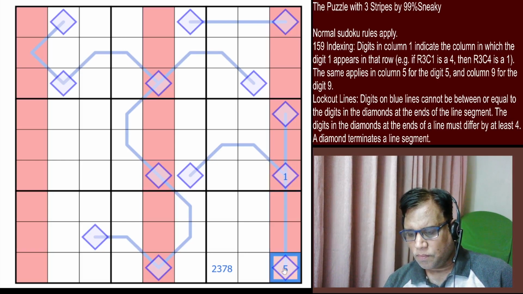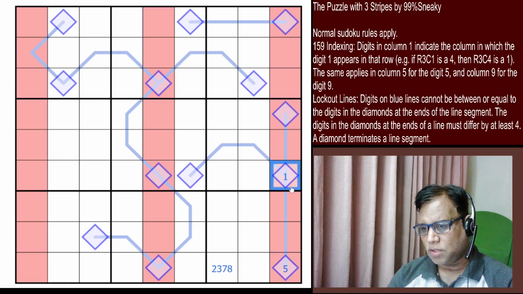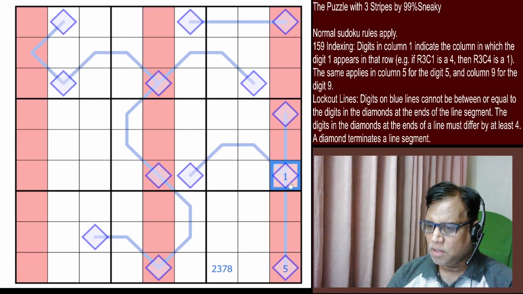So yeah, that's correct, right? 5 is not possible. That should have been obvious. Because see, if 5 is here, this would be either 1 or 9. But whatever, 1 or 9. So let's say this is 1.